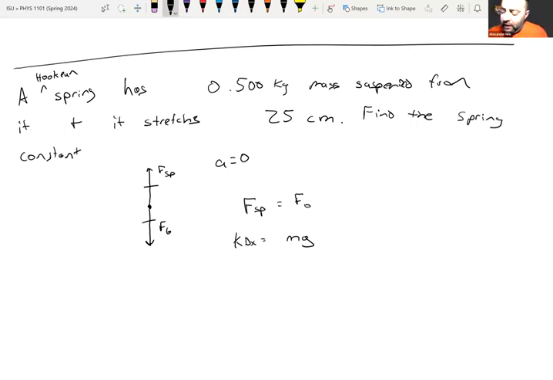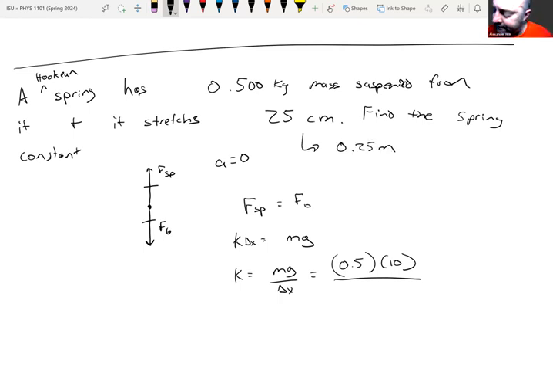So that's the idea. But from there, you just get K is equal to mg over delta X. And that will be 0.5 times 10. And then it's important not to put 25 in here. I mean, you could, but in general, you should always put these things in SI. So the SI units would be meters. So 25 centimeters is 0.25 meters. So 0.25. And when you do that, you end up with 5 divided by 0.25. That's 5 times 4, which is 20. So that would be 20.